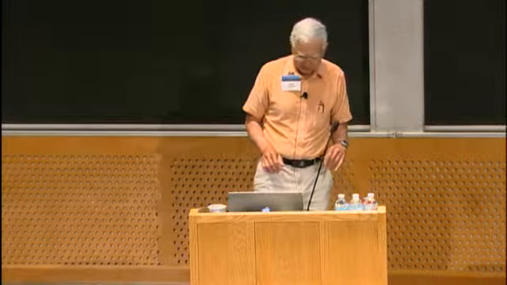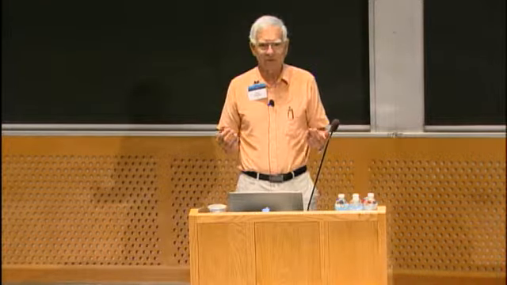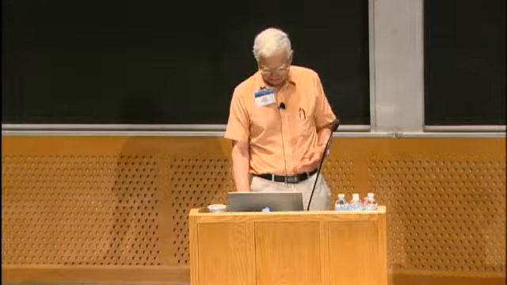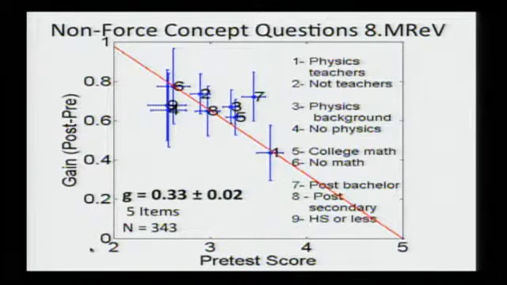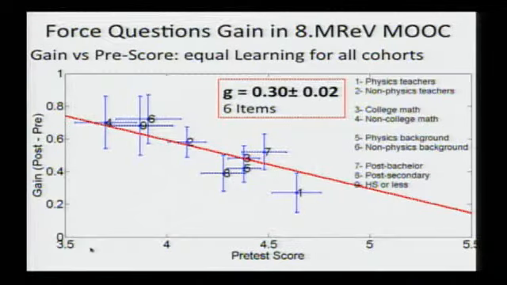Okay, so now in our MOOC, how did we do? Well, we got a normalized gain of 0.3, right on that line, and this was on the questions involving force. On the questions not involving force, we got a gain of 0.33, and they're essentially equal within error. So what we showed here is that there is learning in MOOCs, and that it is at least as much as in a traditional course.